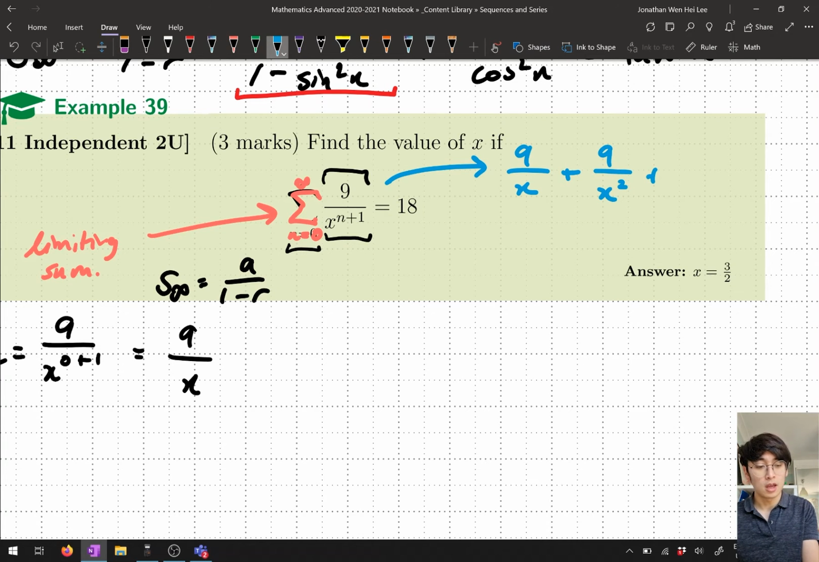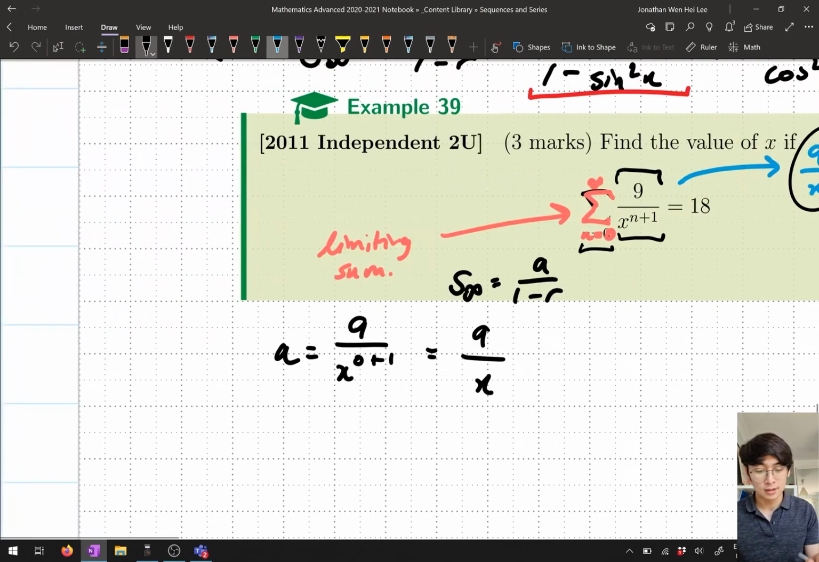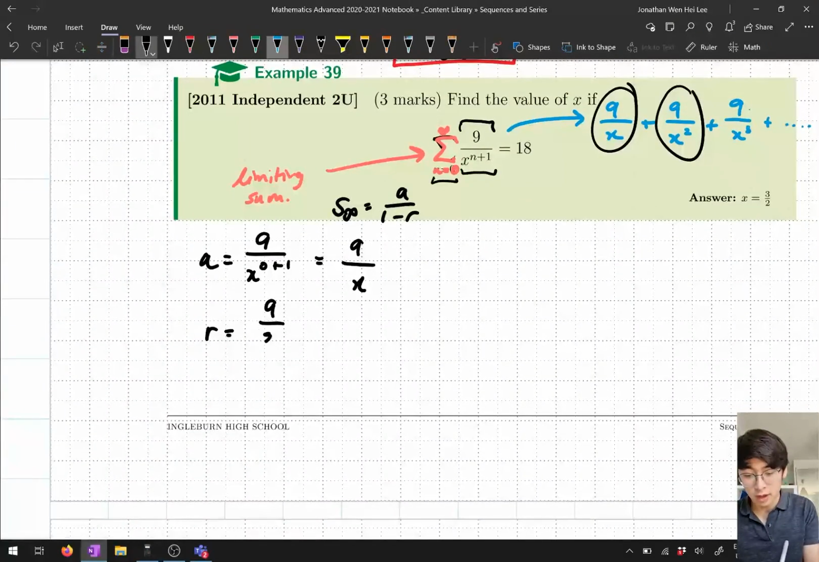Plus, the third term is just going to be when I sub in n is equal to 2 in this particular case. And it's going to be 9 over x cubed plus, and so on. Now what we want to do is find that common ratio. So I pick any two consecutive terms and I just divide them. Here I'm going to get r is equal to 9 over x squared divided by 9 over x.